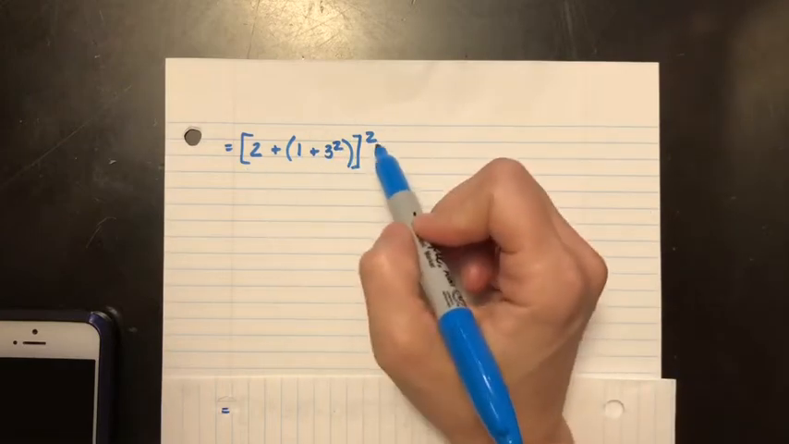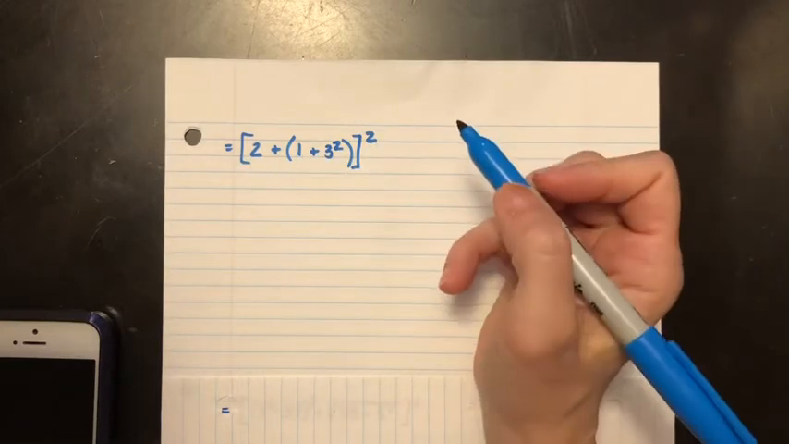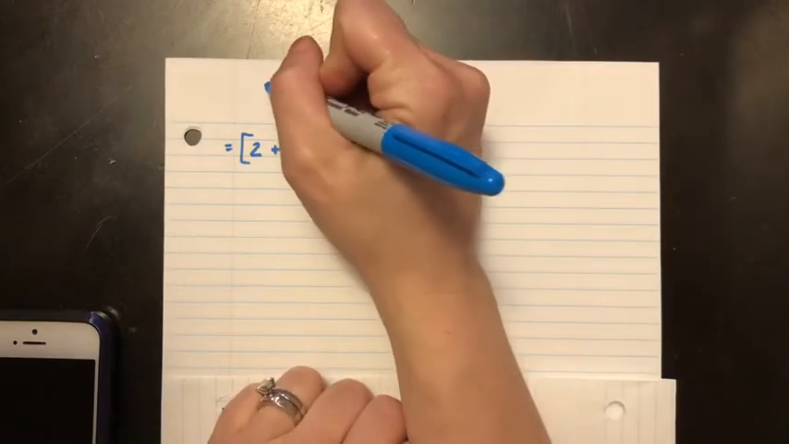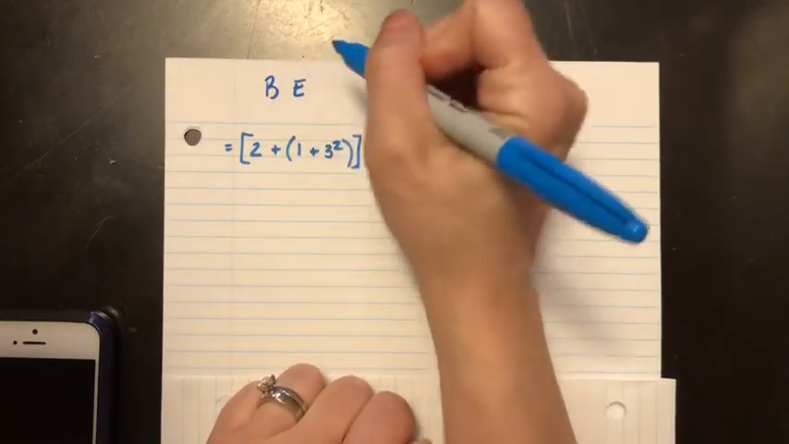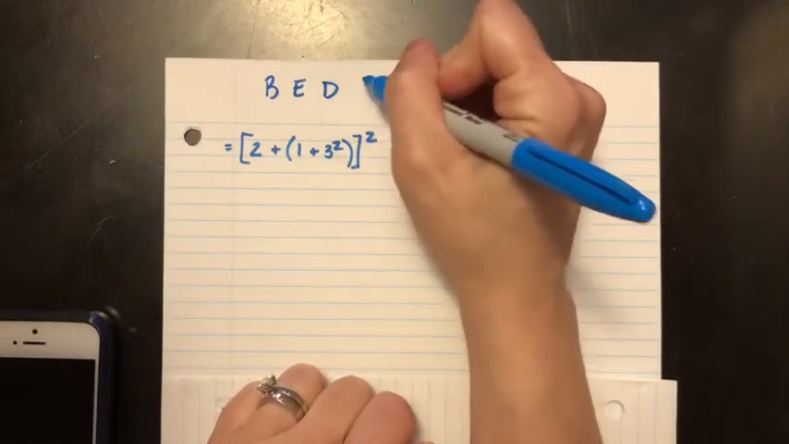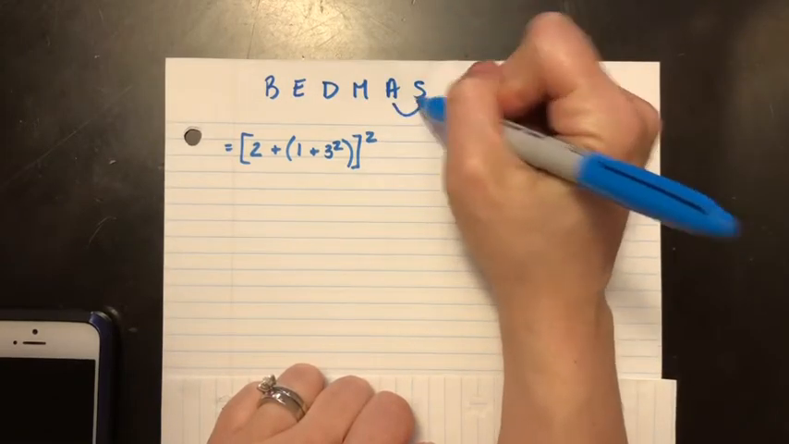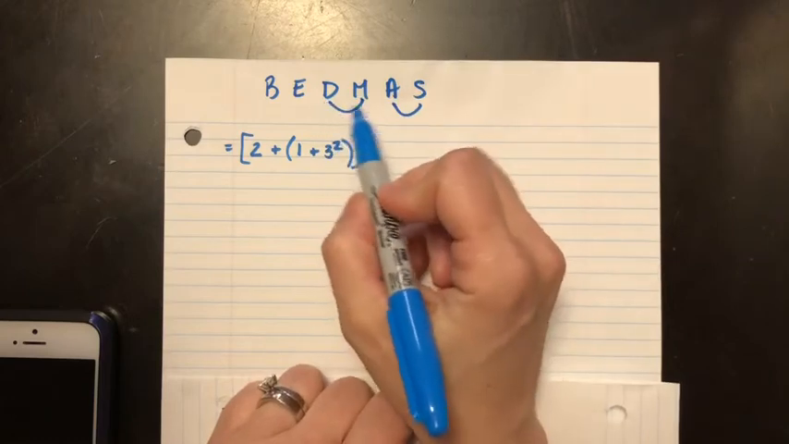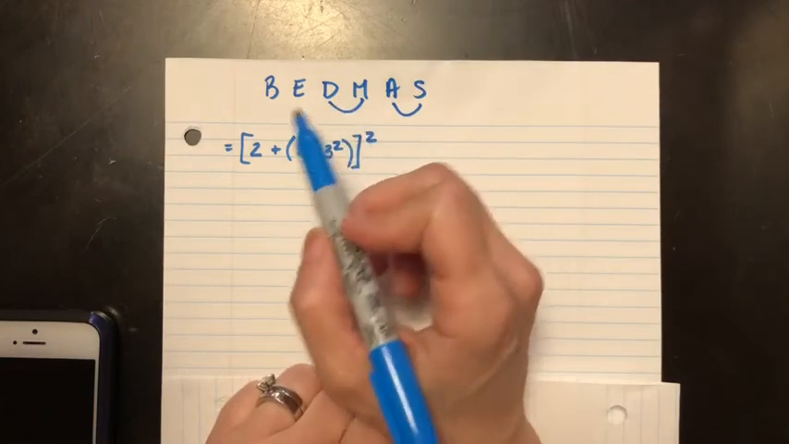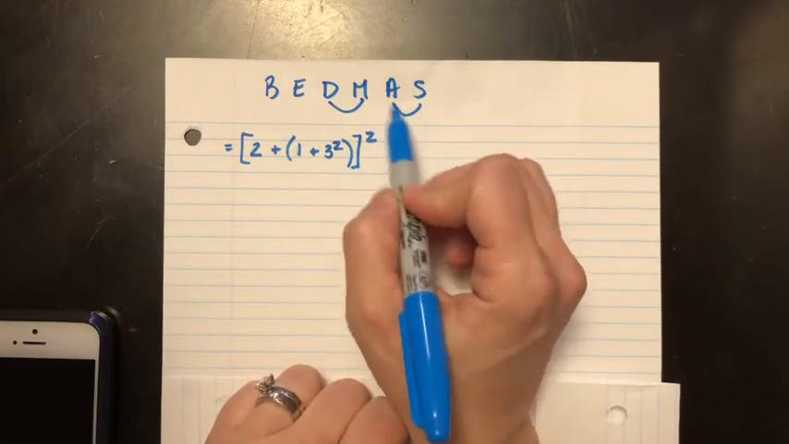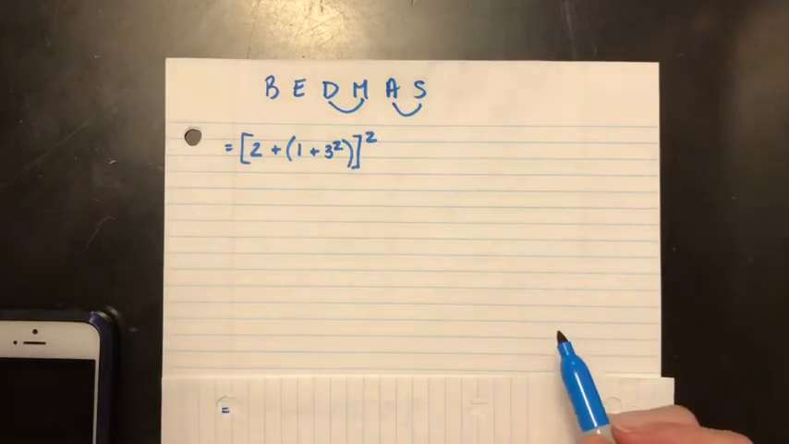Because it's the furthest thing on the outside of my work here. So just really quickly here, we've got brackets, exponents, division, multiplication, adding, and then subtracting. With division and multiplication, you do whichever comes first on your line, starting from the left to the right, and with adding and subtracting, you do whichever comes first, starting on your line left to right.